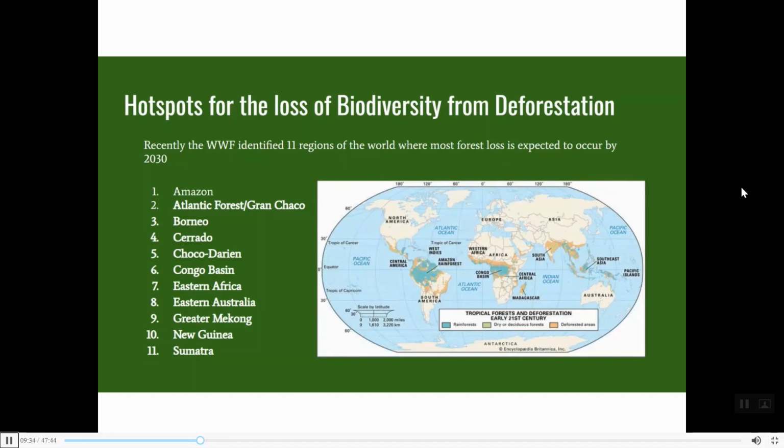Deforestation in the neighboring Gran Chaco, which is the largest dry forest in South America, is mainly due to the conversion of forest land to cropland and pasture. So you're looking at more of agriculture for the Gran Chaco.